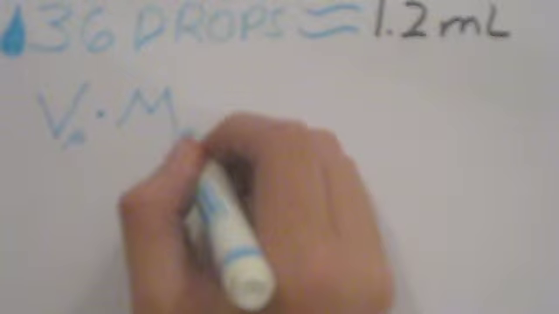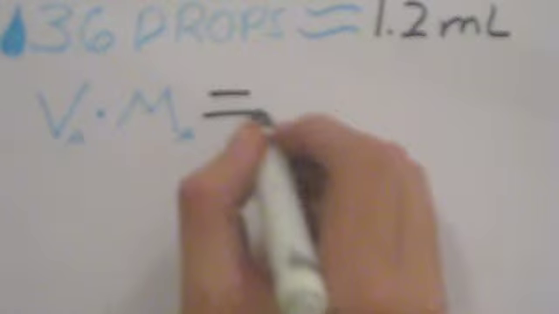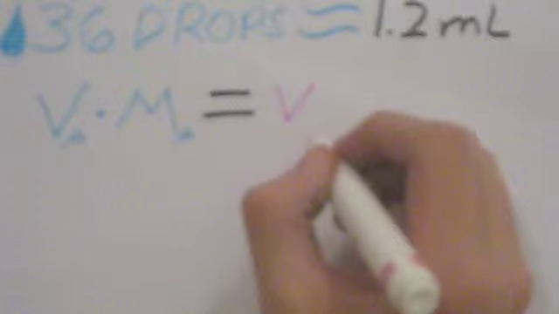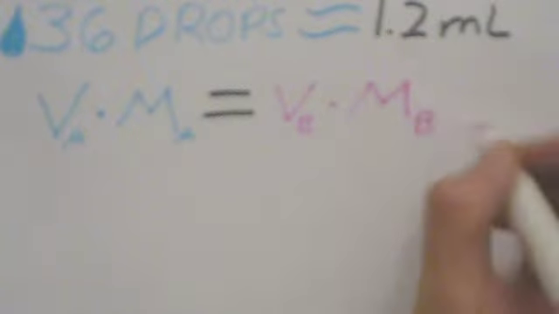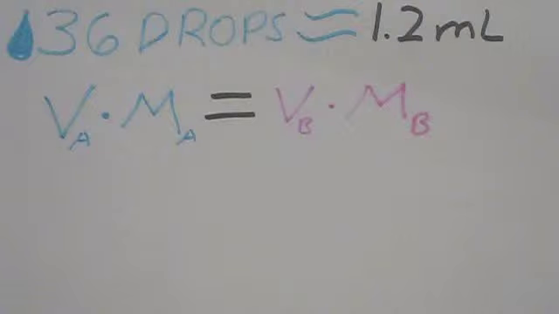And we're going to use the formula: acid volume times acid molarity equals base volume times base molarity. Using that property, we're going to be able to determine what the molarity of the base is, because we know that's when it turns after 1.2 milliliters of acid volume.